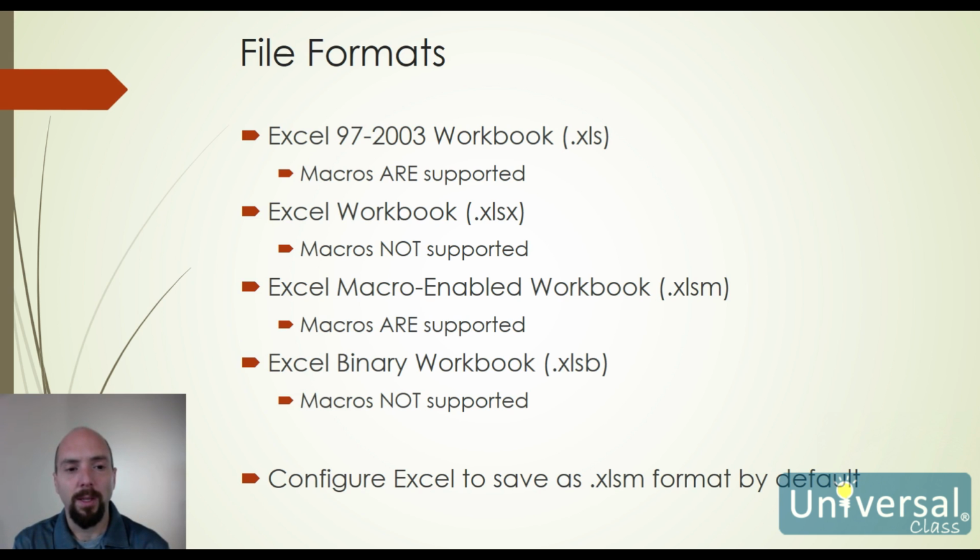There are different file formats that we can use. In the old Excel 97 through 2003 workbook, the .xls, macros are supported in that format, and there was no differentiation. In the newer version of the Excel workbook, the .xlsx, macros are not supported. If we want to save a workbook and have it contain macros, we have to use the Excel macro-enabled workbook, which is the .xlsm extension. We also have Excel binary workbooks. Macros are not supported in the binary workbook. There are ways to make them run, but by default we should be using the .xlsm.